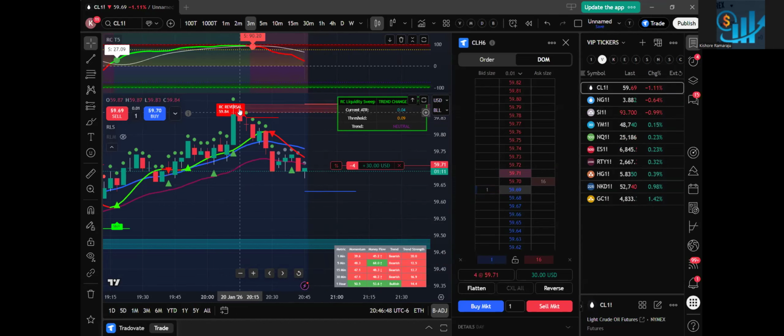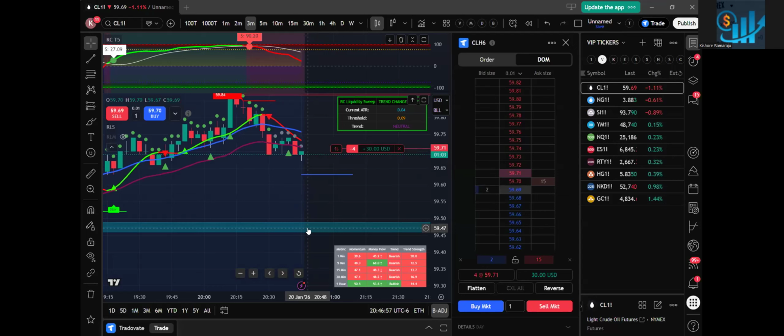These are good for bearish reversals. So crude oil, we got a bearish reversal. And that's where I went with four contracts. So this is our target one. If it breaks that, it will come all the way to 59.47.